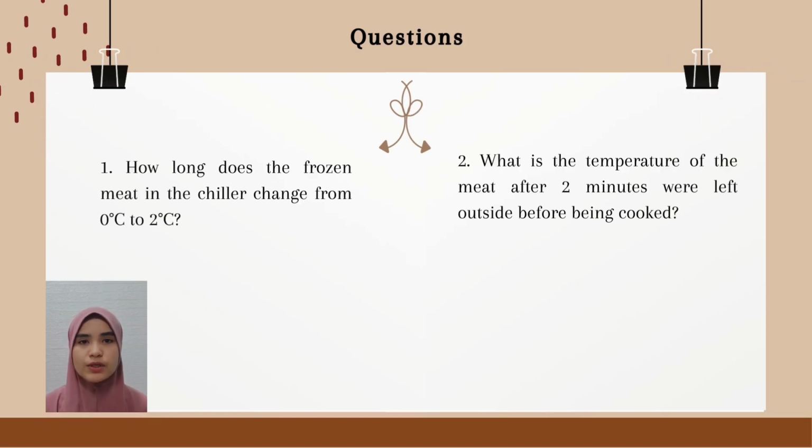Here we have two questions. First, how long does the frozen meat in the chiller take to change from 0 degrees Celsius to 2 degrees Celsius? Second, what is the temperature of the meat after 2 minutes left outside before being cooked?